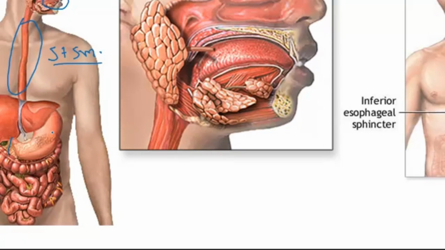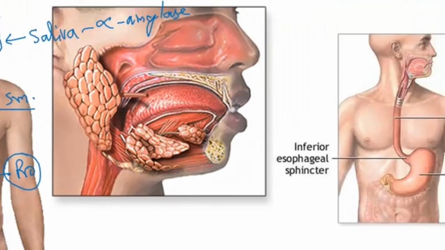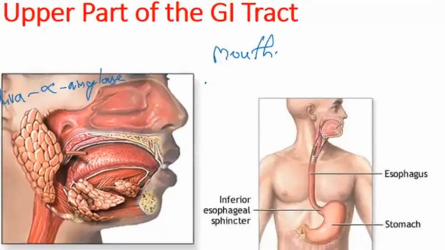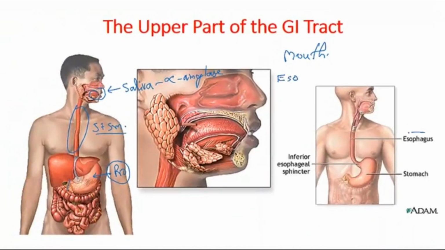And when the food enters the stomach, it's involved with chemical digestion, and the digestion that takes place in the stomach is mostly for proteins, okay, and a little amount of mechanical digestion takes place as well. So these are the three major components of the upper GI: mouth, esophagus, this one, and stomach. These are the three components.